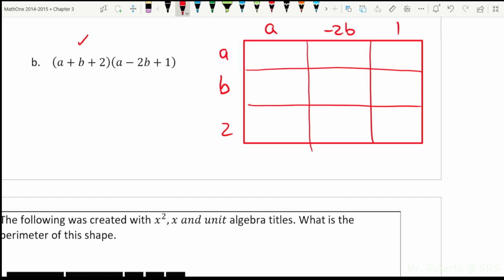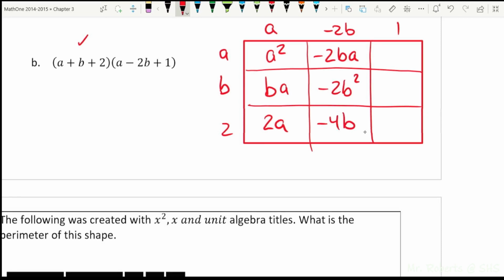Okay. So I need to find the area of each of these little tiny rectangles in this generic area model. The first box up here is a times a, so that yields a squared. Below that, I've got b times a. And below that, I've got 2a. All right. Next column, I've got a times negative 2b. That's going to be negative 2, and I'll put the a here. Negative 2 times b times a. Below that, I'm going to have negative 2b squared. And below that, I'm going to have negative 4b.